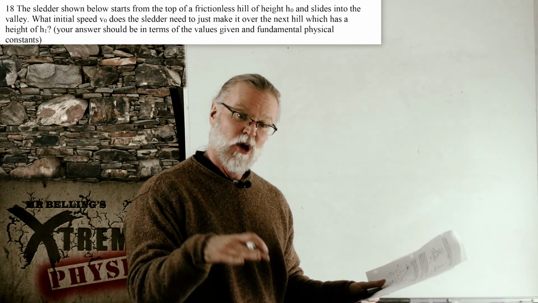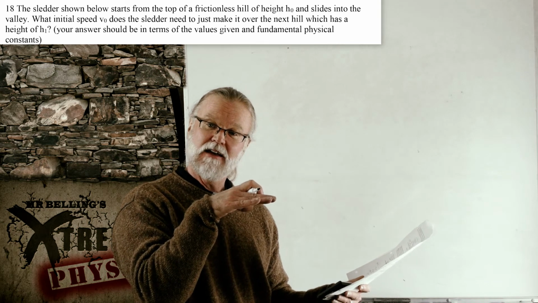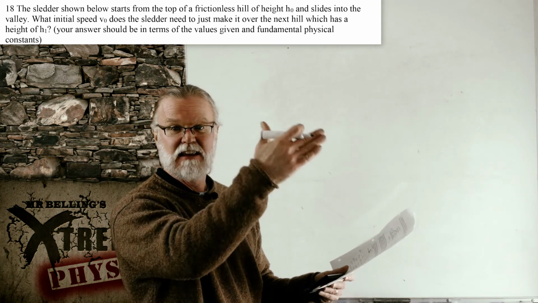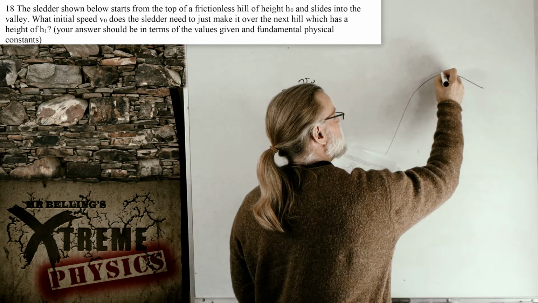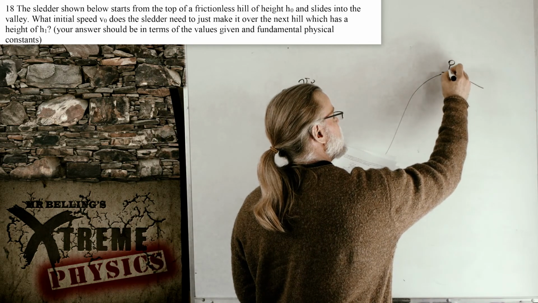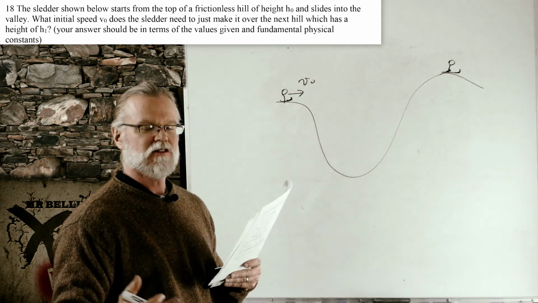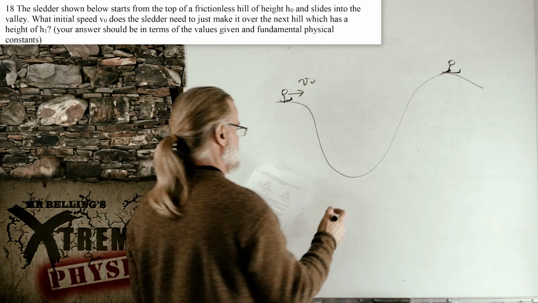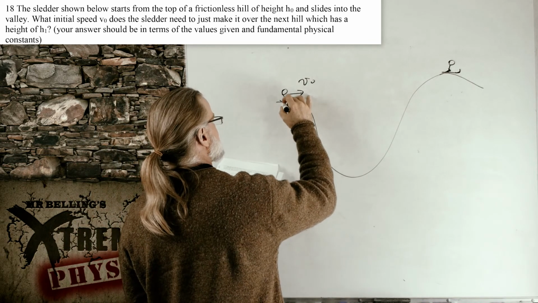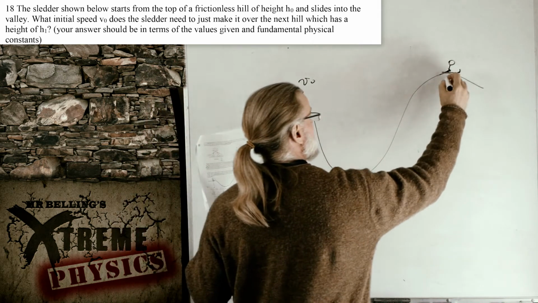So basically, when it gets there, it has no speed. So the kinetic energy at the end is going to be 0. Let's see how we do this problem. Just to get it over here, essentially they have 0 velocity there. That's what they're saying, to just make it over. H0. H1.